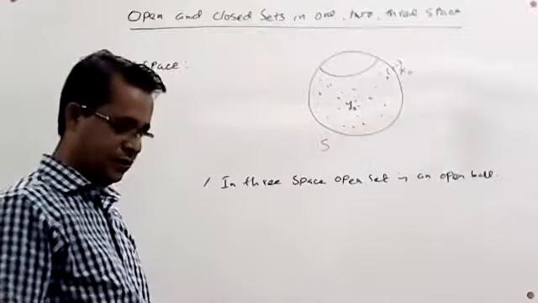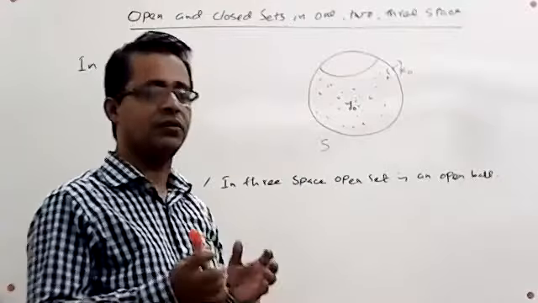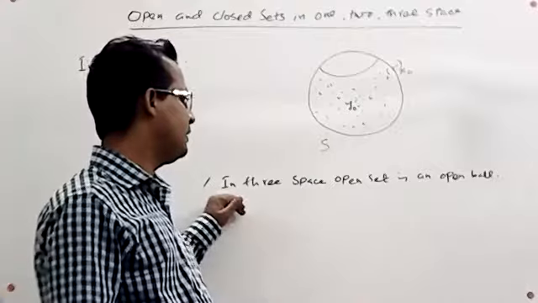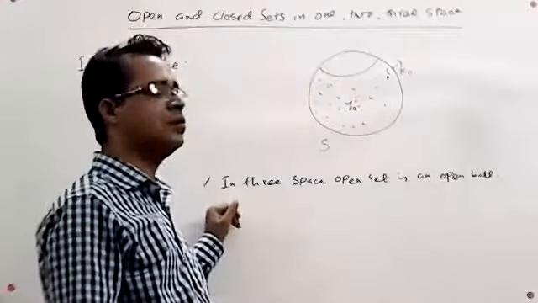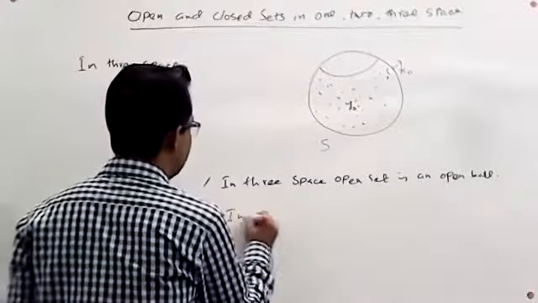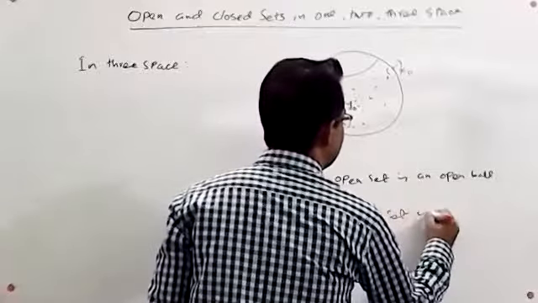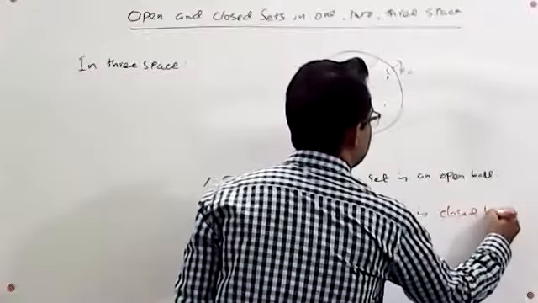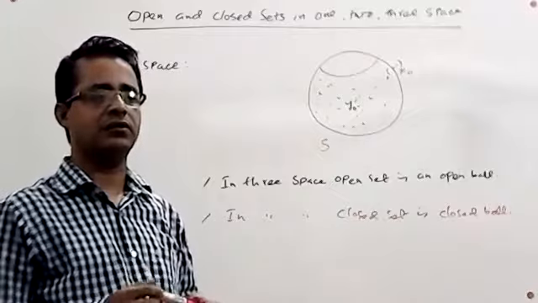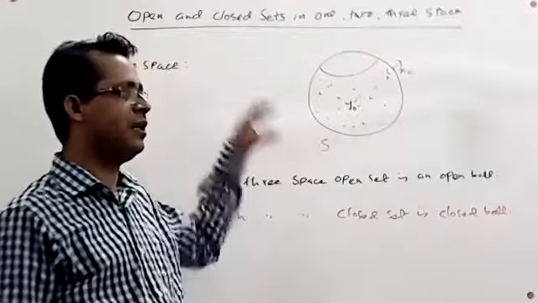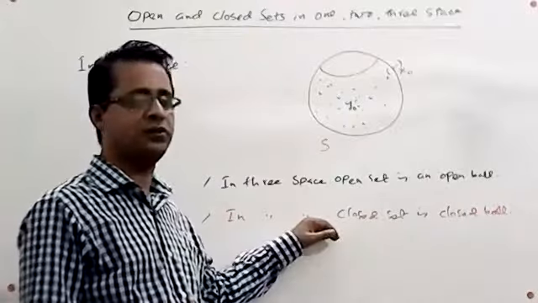Again, we know that the closed set contains all interior points and boundary points, so we can easily say that closed set is a closed ball. That is, the entire sphere is considered as a closed set. So, in three space, closed set is a closed ball. It is very simple. In three space, open set is an open ball and closed set is a closed ball, that is entire sphere. All these interior points as well as the boundary points are included in closed sets.